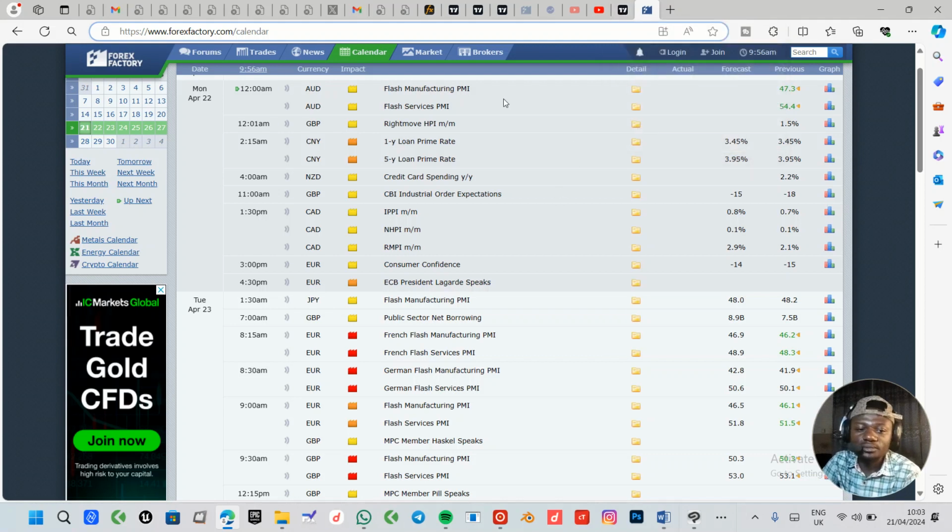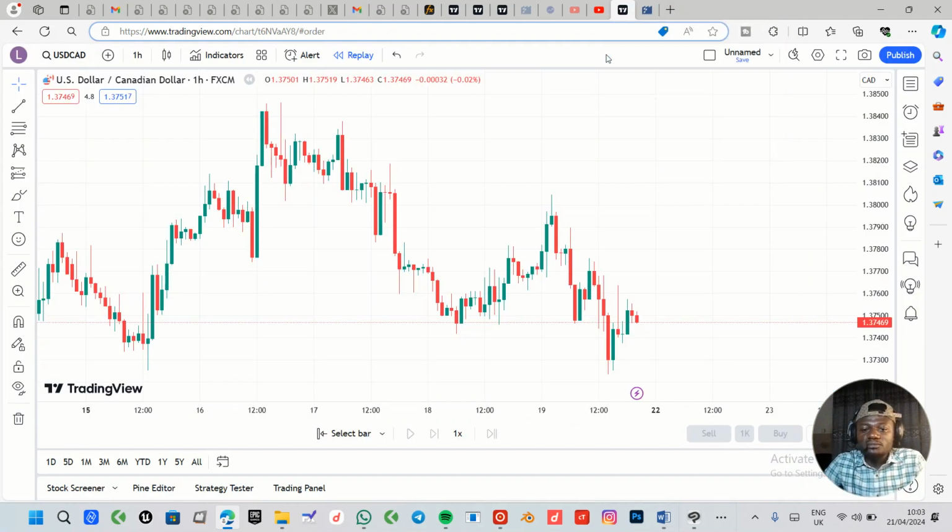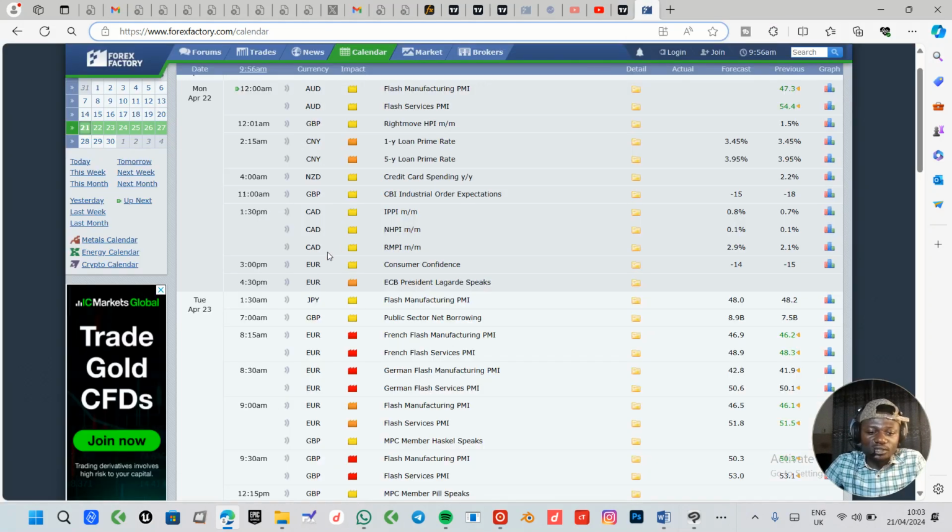Now if that is the case, I'm trading US dollar over Canadian dollar. Since there's no news that relates to USD, but I can see the one on Canadian dollar, I will check. This is the date, so that's tomorrow, and the time of the news is going to be 1:30 p.m. You can see it here, 1:30 p.m. CAD. See, all these ones are happening at the same time.